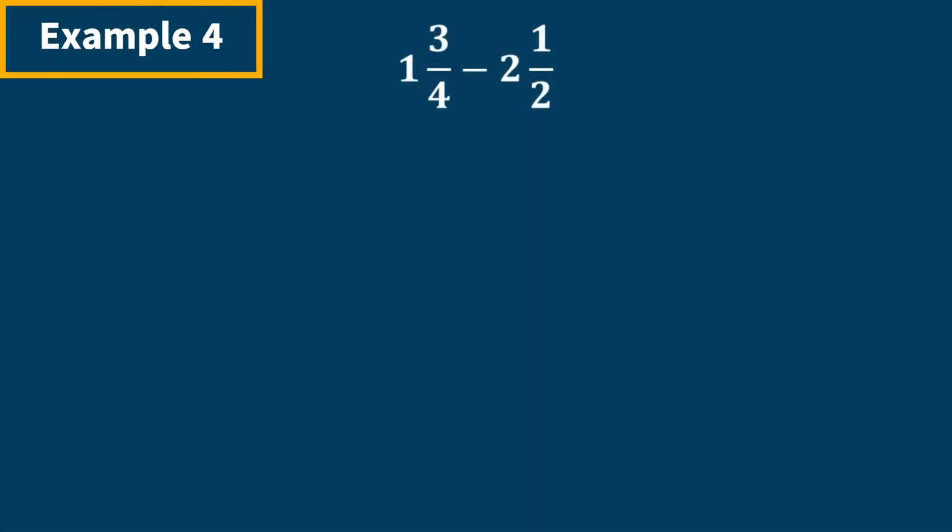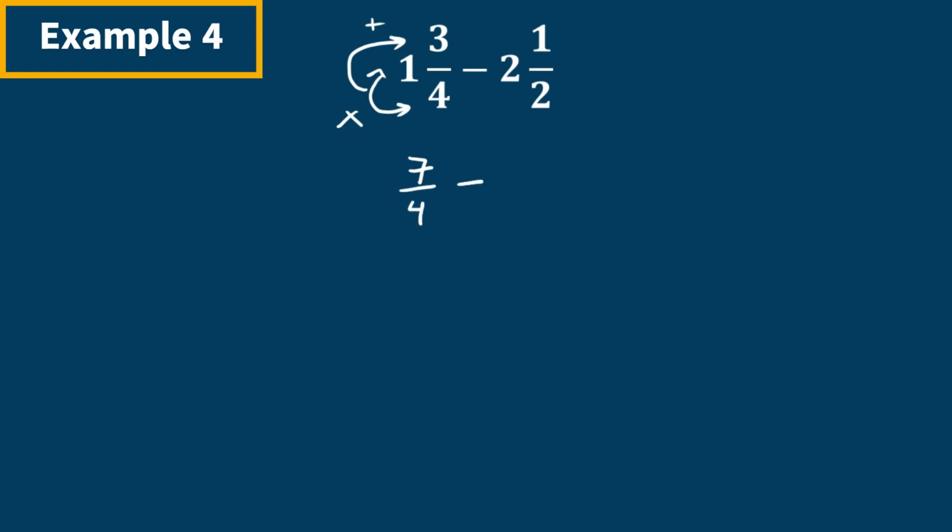Example number 4, we want to go ahead and subtract 1 3/4 by 2 1/2. Now I'm going to go ahead and show you a different method to solve these kind of problems. And in this method, what we're going to do first is change the mixed numbers into improper fractions. So the way we do that is by taking the whole number in the front and multiplying it to the denominator, so 1 times 4, and then you add whatever that number is to the top number here. 1 times 4 is 4, plus 3 is 7. So we'll have 7 over 4.